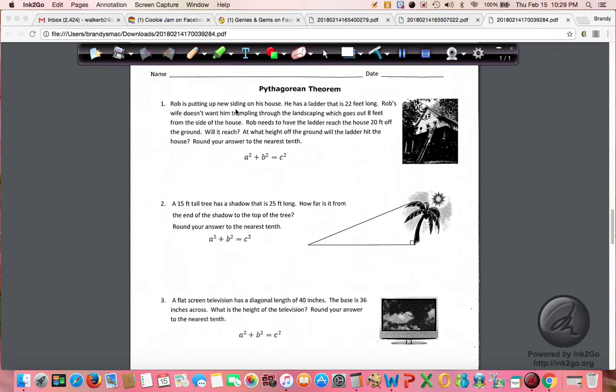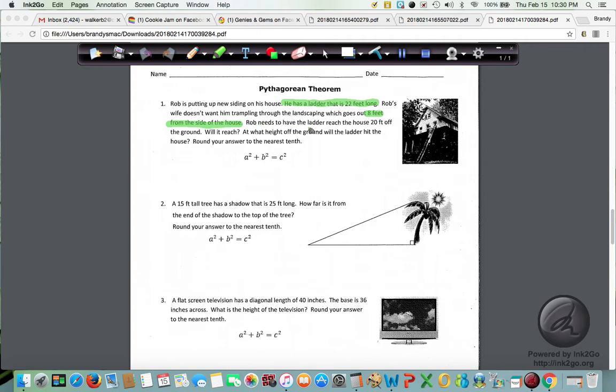Rob is putting up new siding on his house. He has a ladder that is 22 feet long. That's important. Let's highlight that. There we go. Rob's wife doesn't want him trampling through the landscaping. Landscaping is like bushes and flowers, things like that, which goes out 8 feet from the side of the house. So that's important because that's going to give us our base. 8 feet from the side of the house.